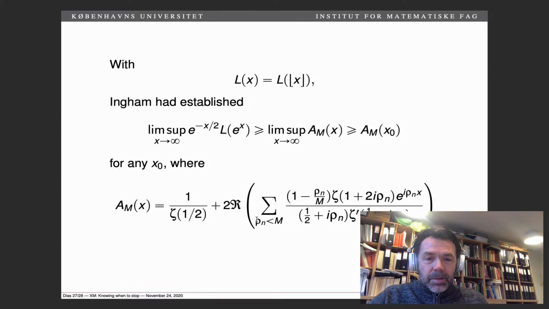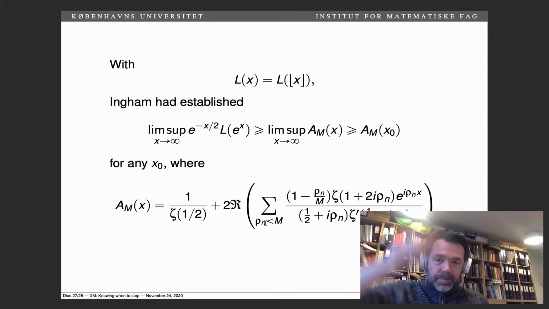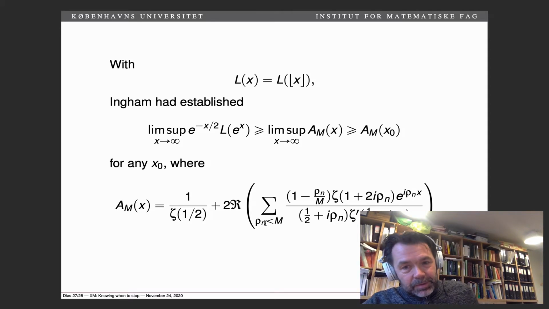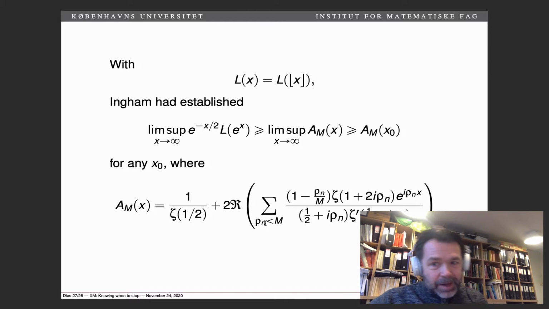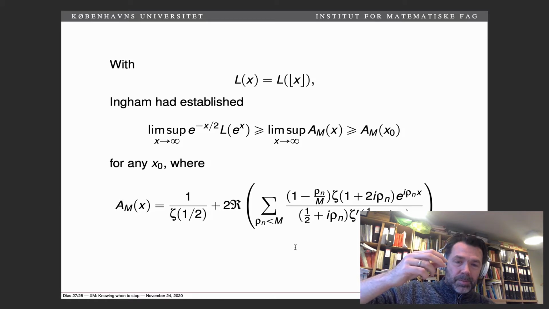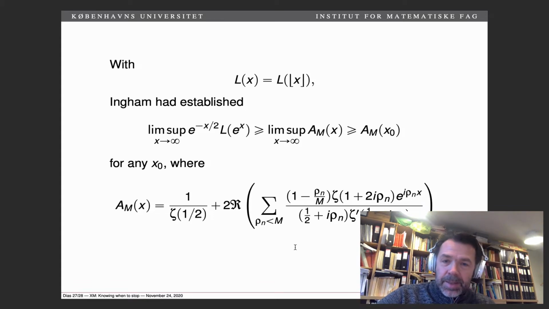These rho_n's are actually the imaginary values of the zeros of the zeta function on the axis at one half. So essentially, you can do this for any m. You take all the roots of the zeta function between 0 and m on the imaginary axis, and then you plug this into the zeta function, get some e to the i value, and sum everything up.